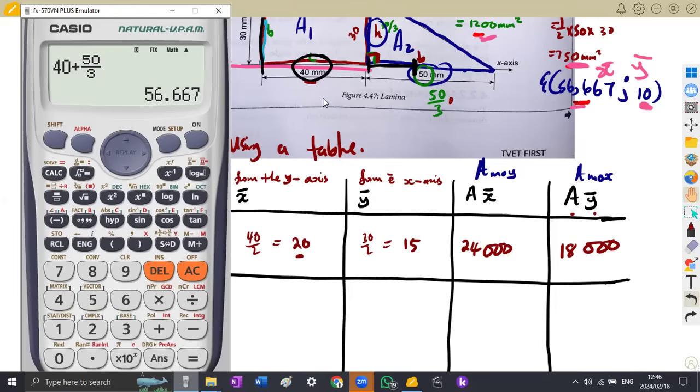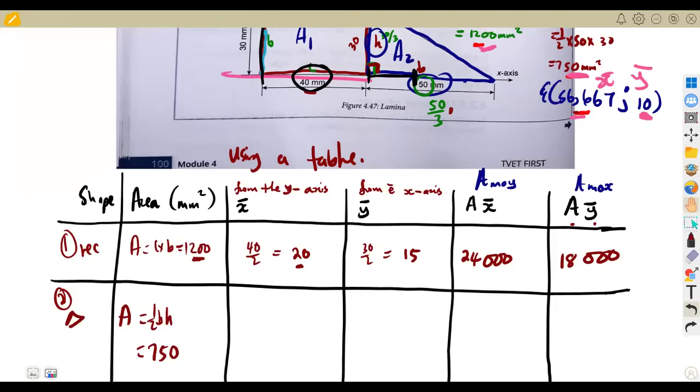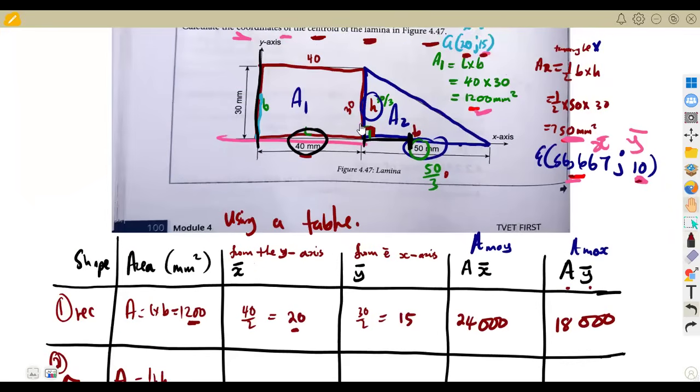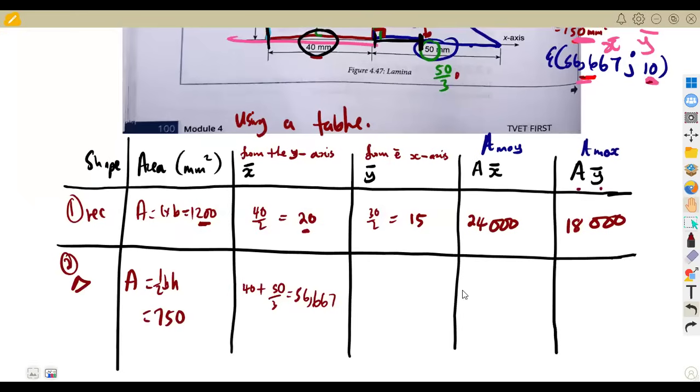All right. I want us to see this. So this is the x value. We got this from 40 plus 50 over 3, and this gave us 56.667. All right, you do the same thing for the y value, which is our 10. The y value in this case is just a third of 30. 30 over 3. So it was just a third of 30, and that gave us 10.